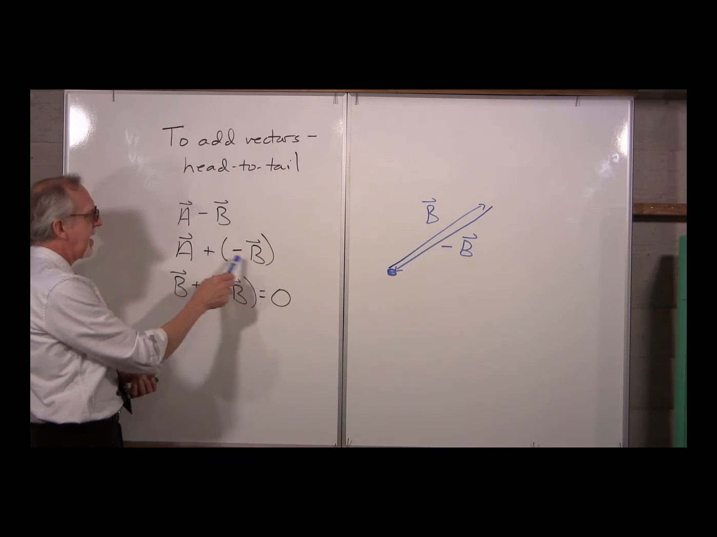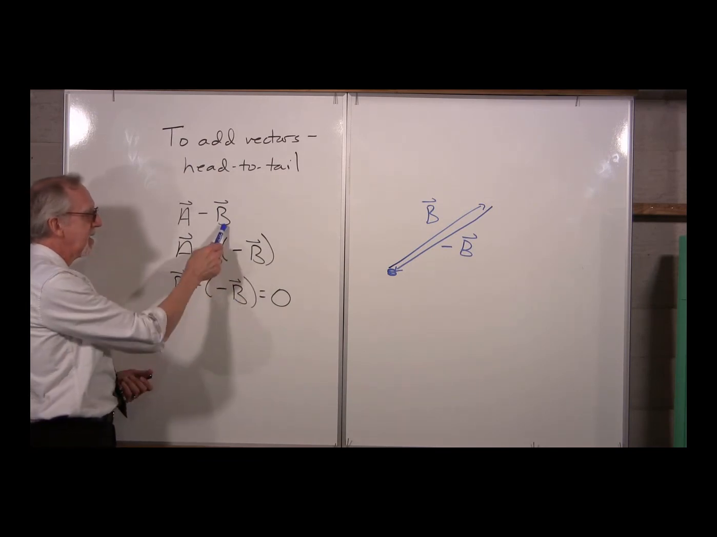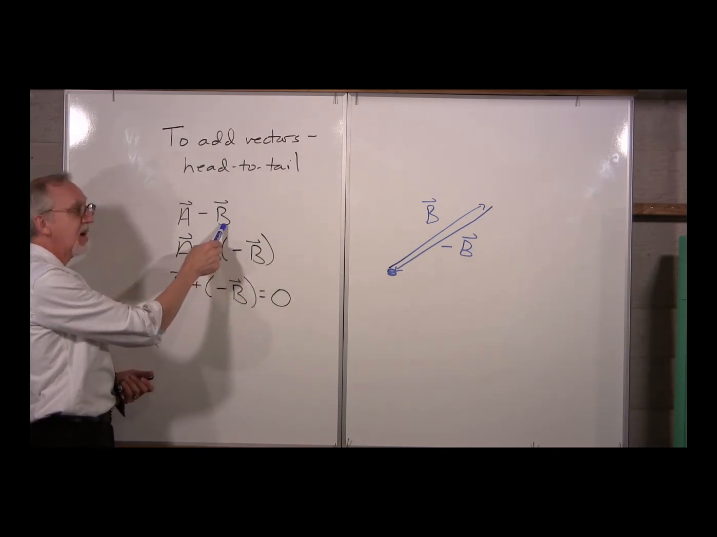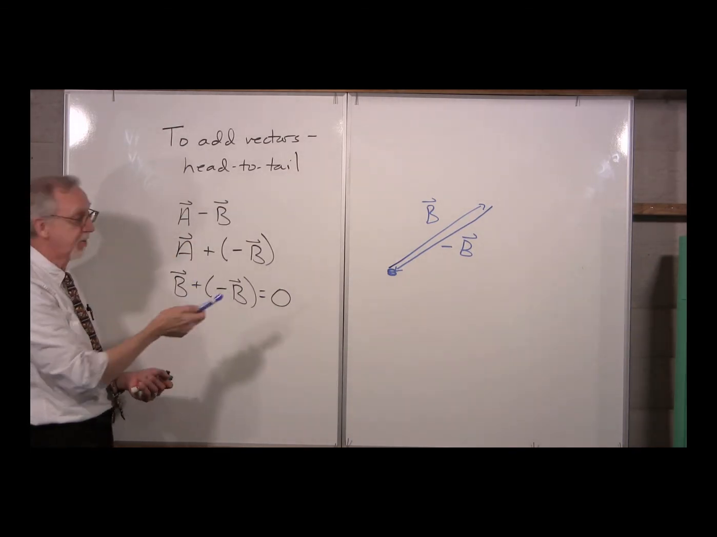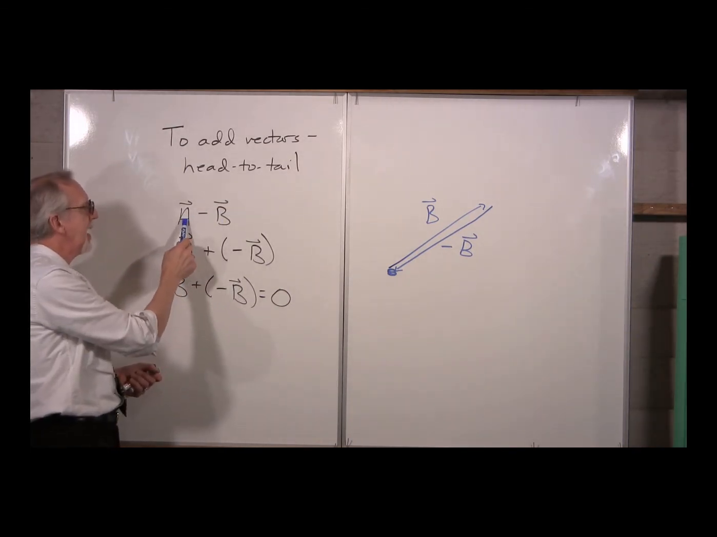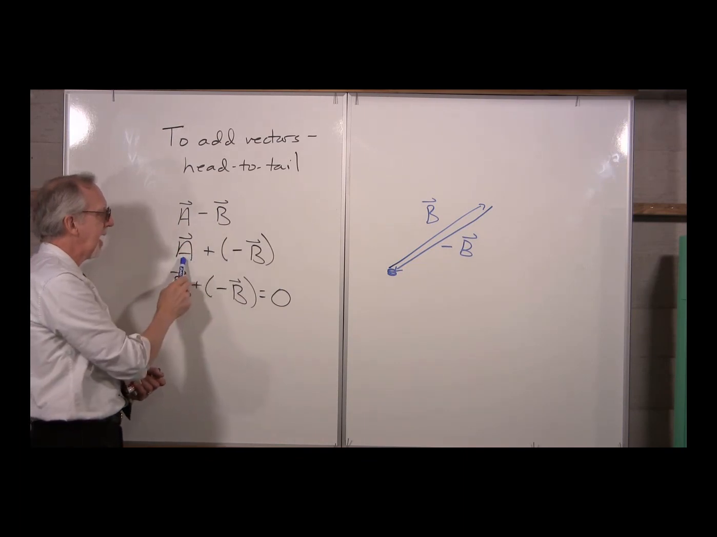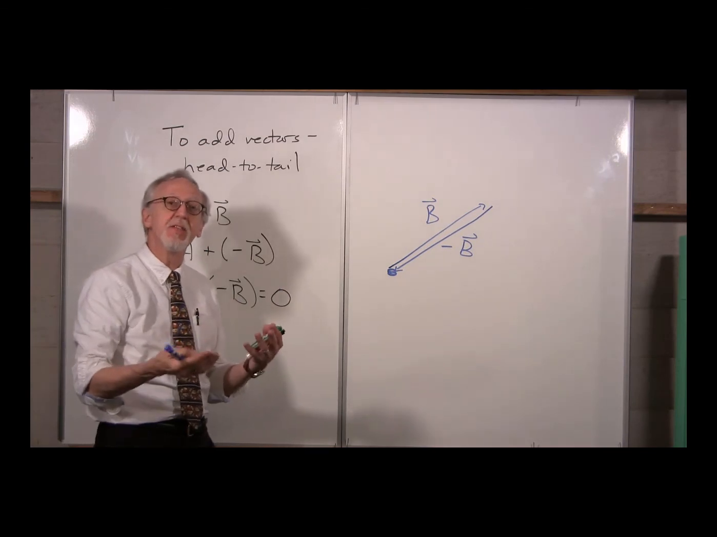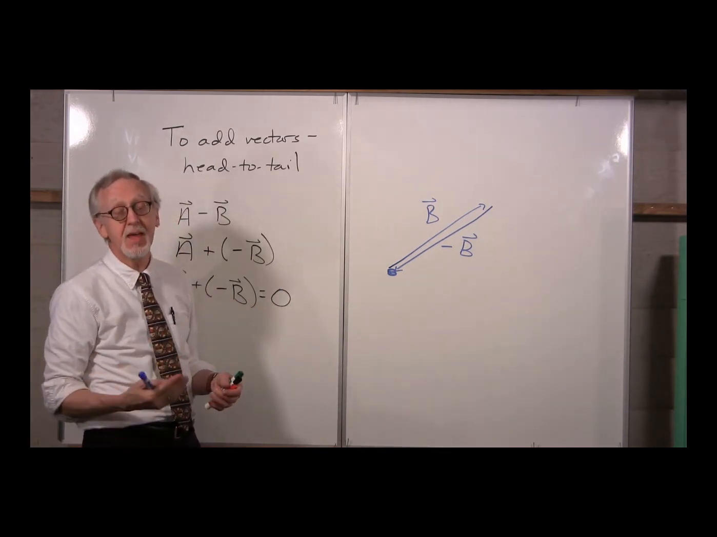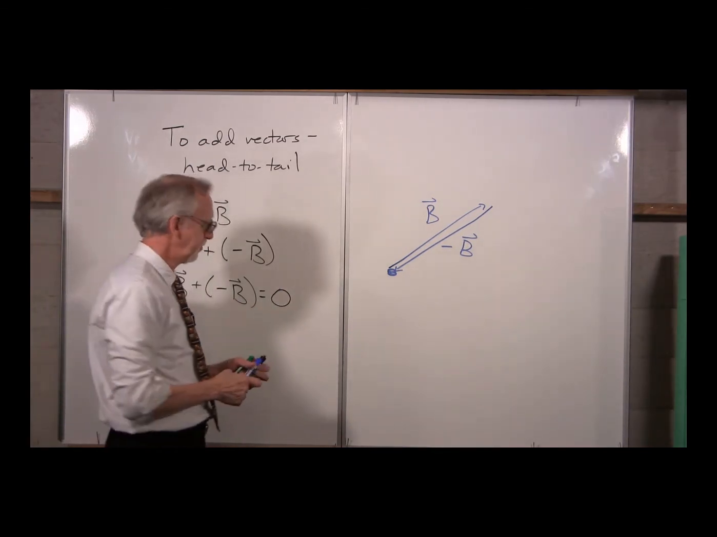So to subtract vectors, we just add a vector that's opposite to the first vector, b, say. So if I want to say a minus b, I just take a plus negative b, and the negative b is a vector that's in the opposite direction, but with the same magnitude as b.